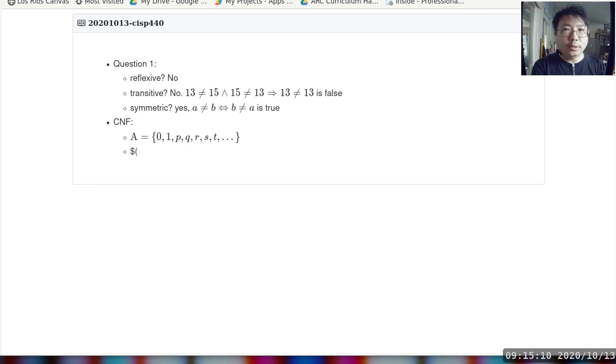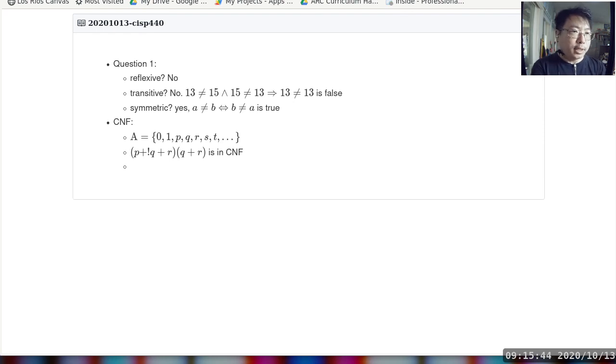In this case, P, not Q, R, or QR is in CNF. Actually, I just lied. I'm a big liar in this case, because these have to be conjunctions, and this one has to be a conjunction, and these have to be disjunctions also. So this is now in conjunctive normal form.